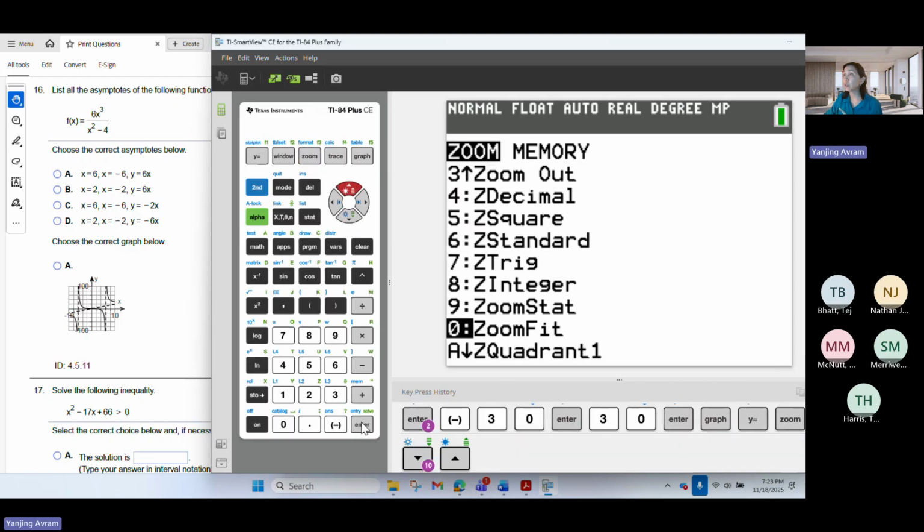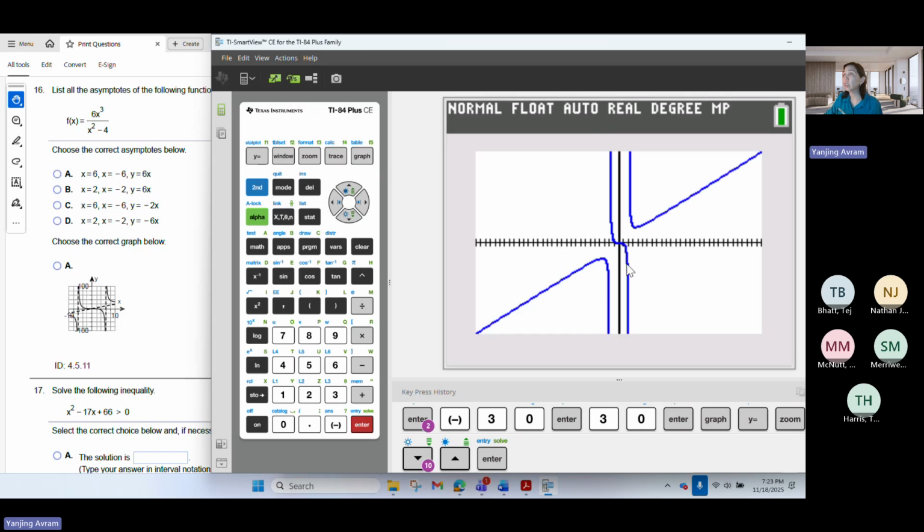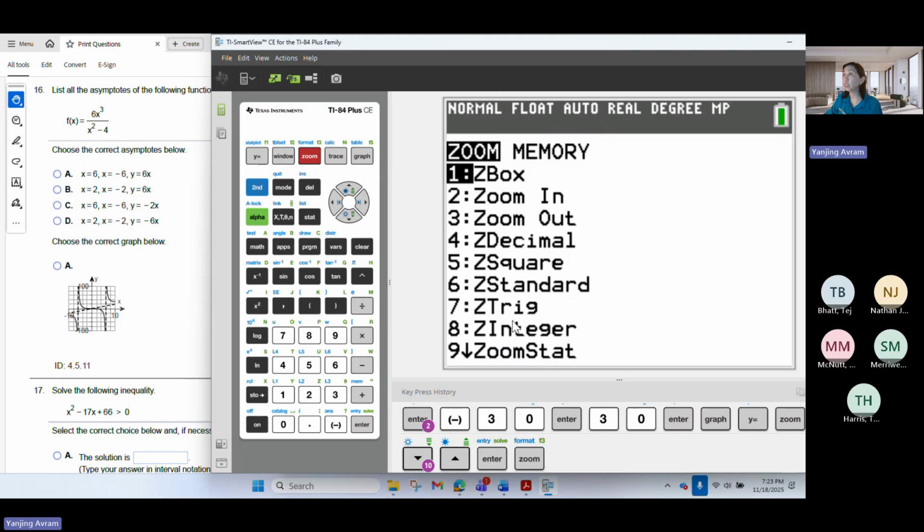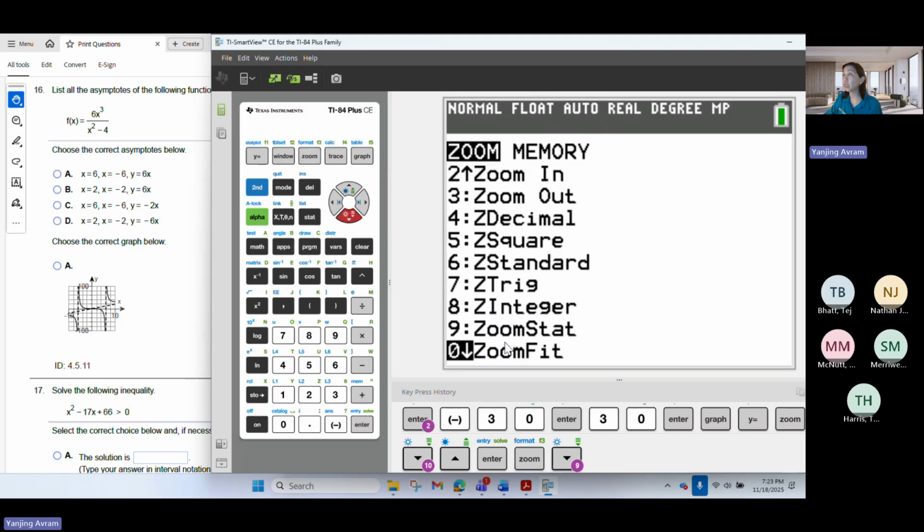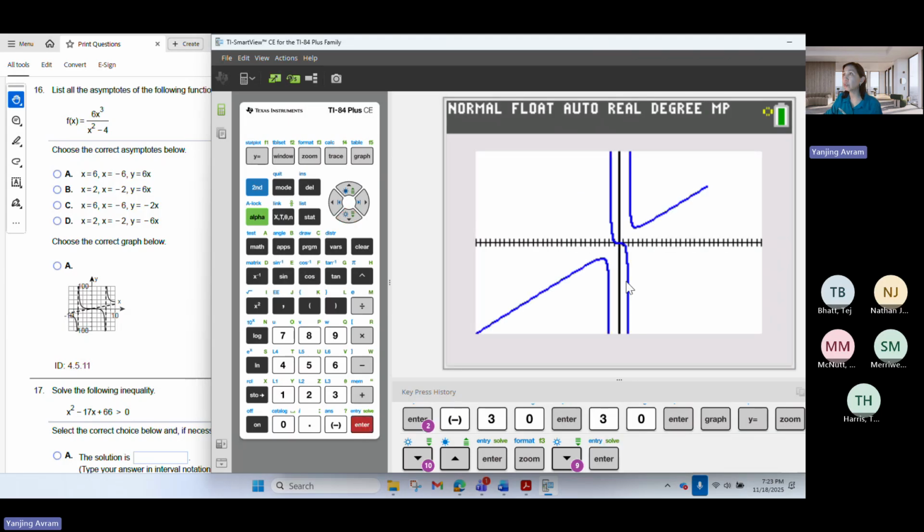Okay, let me zoom fit to see what happened in here. Oh yeah, this one has a little bit, so I have to go to zoom fit. Look at that, because it's missing the two parts. I'm using the zoom fit because otherwise, when I put an x too small and y too small, it only graphs the middle part, right?